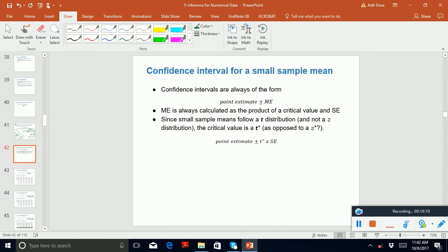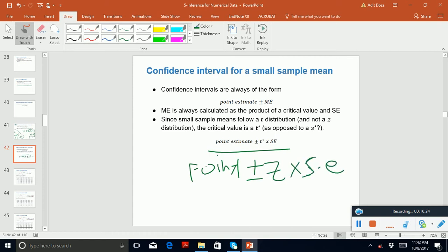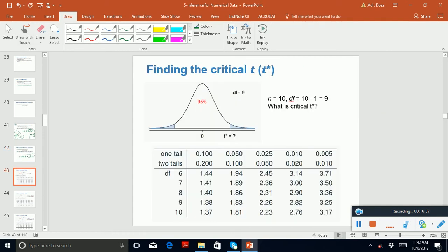So here they have used point estimate plus t times standard error, and previously for the normal table we had point estimate plus minus z times standard error, right? If you guys recall. This was for the normal table, and this is actually for the t table, right? Okay.